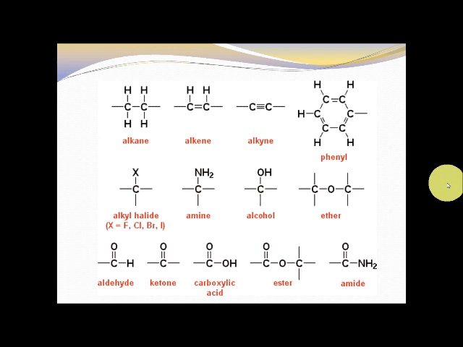We have alkanes, alkenes, alkynes, all three that we've seen before. Phenyl would be the benzene. We have an alkyl halide, which means we replace the H with something else, like we've seen before. We have something called amine, an alcohol group, an ether, aldehyde, ketone, carboxylic acid, ester, and amide.